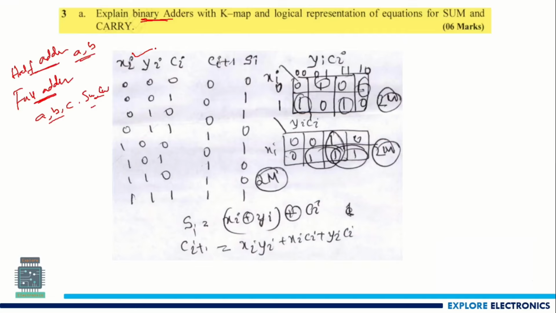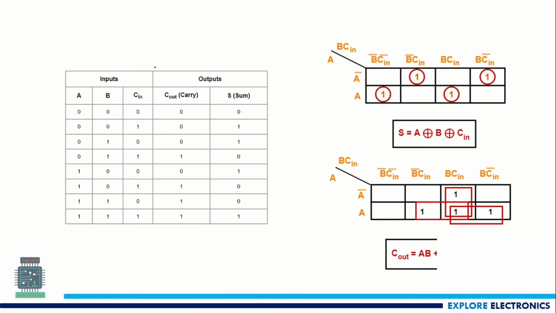And then you can write the truth table. Use the K-map method, since here they have asked for K-map. Use the K-map for simplification of sum as well as carry. Here you can see this is the truth table for the full adder, and I have used the K-map to get the expression for sum and also for the carry out. Here is carry out and this is sum.